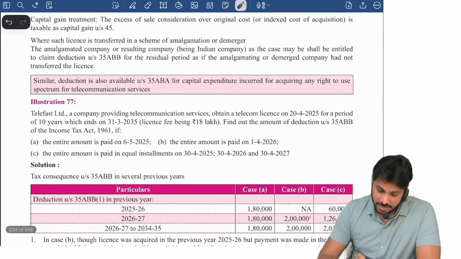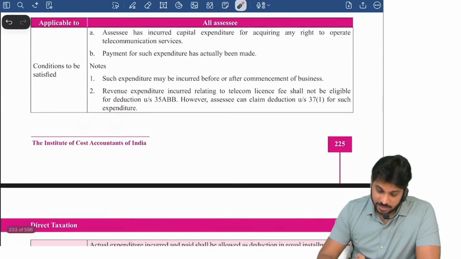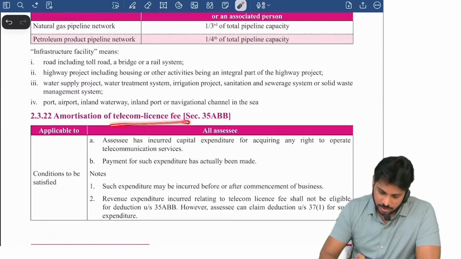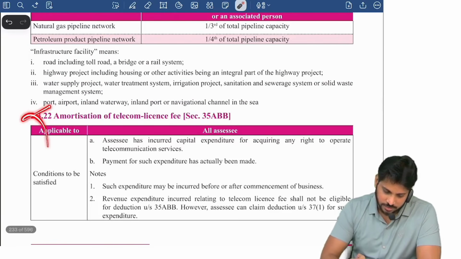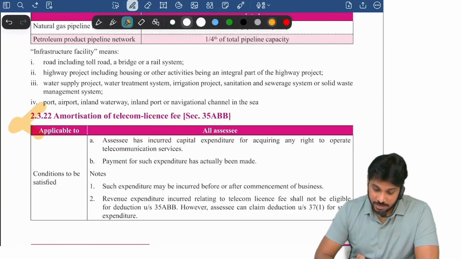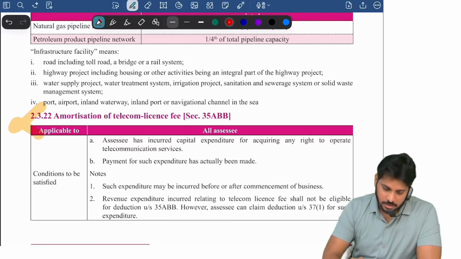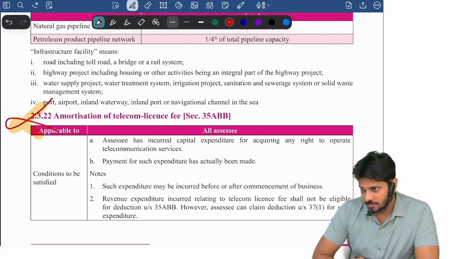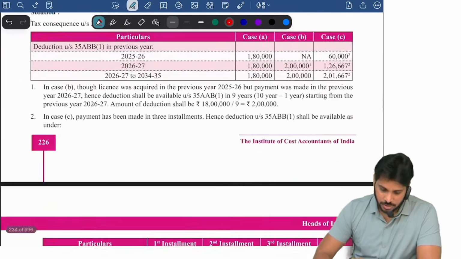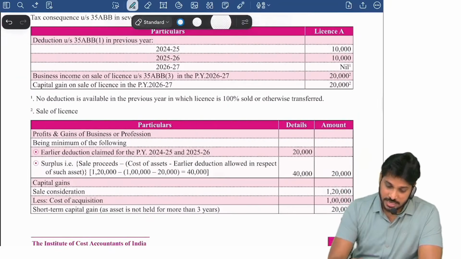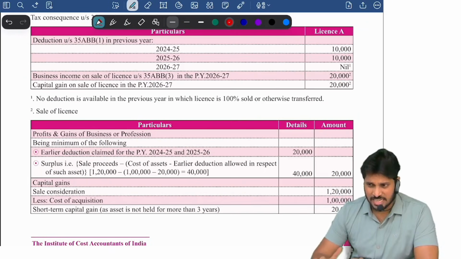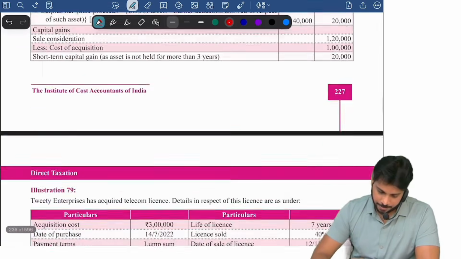This is 35ABB. We have 35ABB. Yeah, correct. Amortization of telecom license fee. Yeah, leave it. We have another provision called 35ABA, spectrum. That provision is also something like that, but I recommend you leave this topic. Don't even touch this topic. This is one more extra provision that is there in CMA Inter. Problems are also there, but I recommend not to touch it. Okay, next.